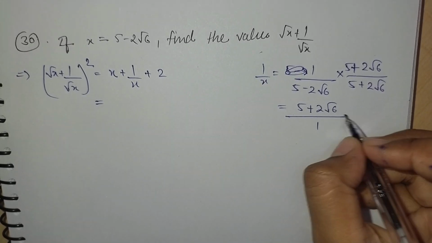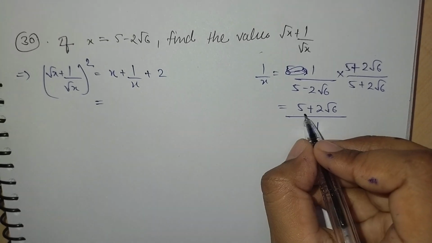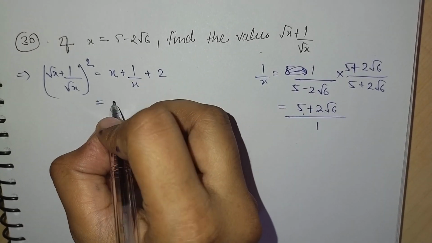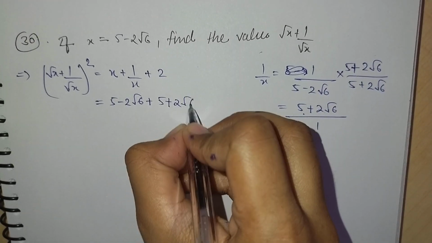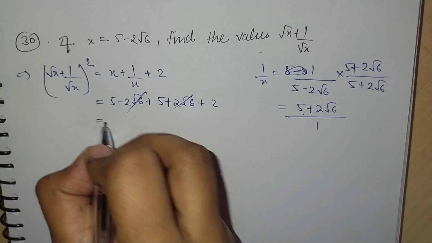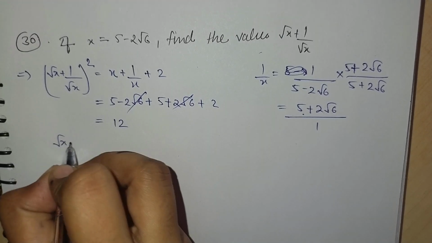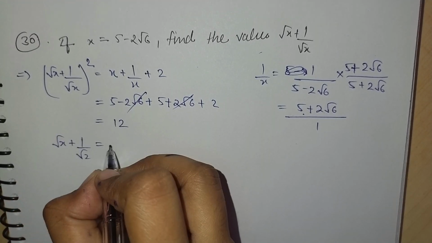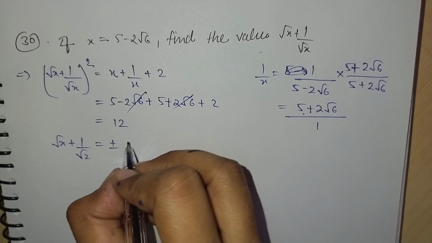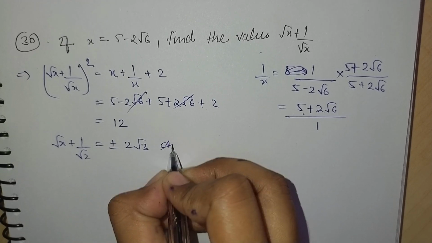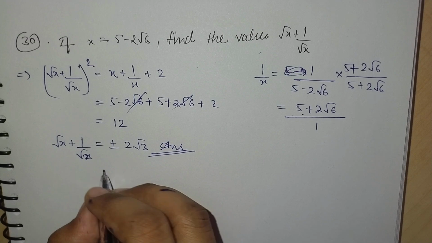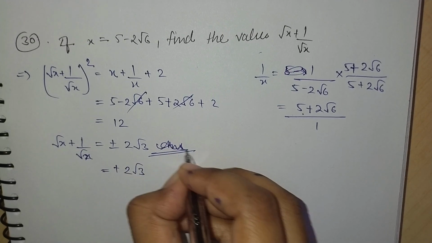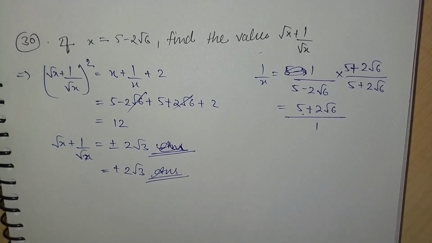Here on solving we will get 1. So this is the value of 5 plus 2 under root 6. So we will get 5 minus 2 under root 6 plus 5 plus 2 under root 6 plus 2. So this will all cancel out and we will get 12 as the answer. So then we will take the under root of 12. So we will get here 2 under root 3 as the answer here in this question. As here it is under root x, so this will be the answer in plus only. So plus 2 under root 3 is the answer here in this question.